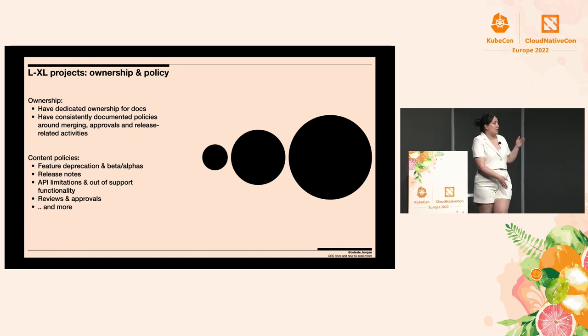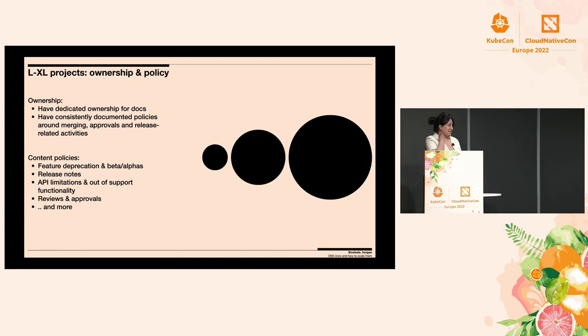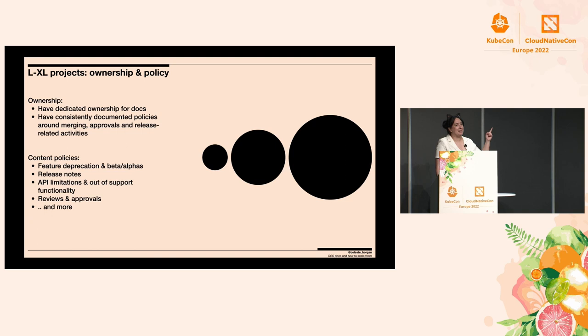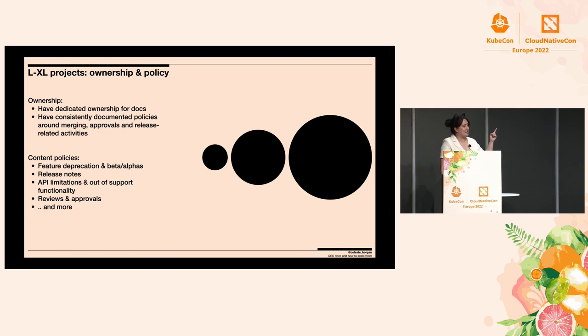You need to know who can verify the technical truth that a random person has contributed, because that contribution is very likely valuable, but it is also potentially very harmful if untrue. Content policies. What happens if we deprecate a feature? How do we communicate that to people? How do we communicate that in the docs? At what point do we actually remove it from the docs? You need to think about this.